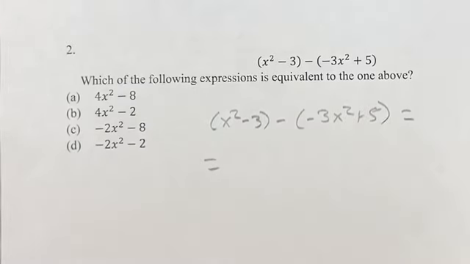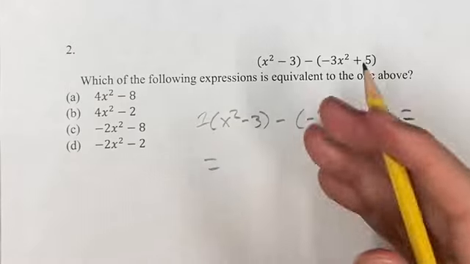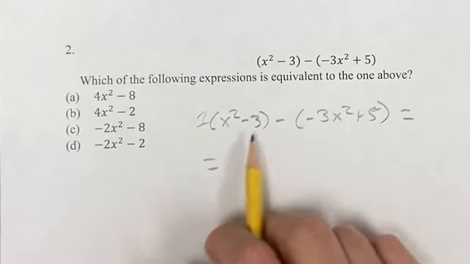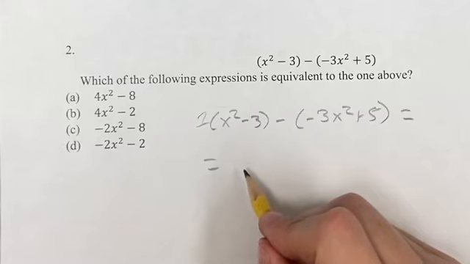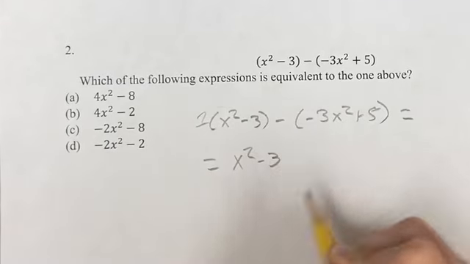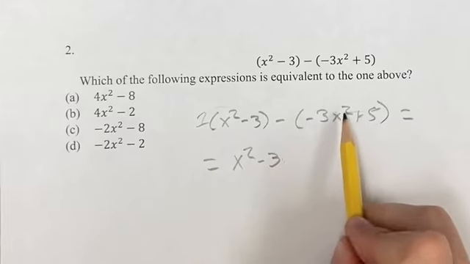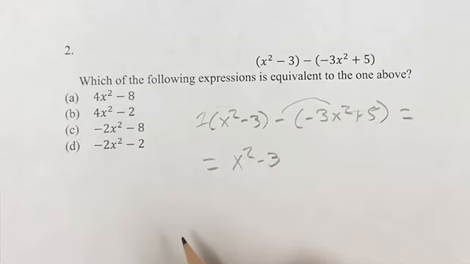So for this first parentheses, there's no coefficient in front of it other than the 1, which isn't written, but doesn't really do anything because 1 times anything is just itself. So for this parentheses, we can just drop the parentheses and write it as it is, so x squared minus 3. For this one, we have minus the other parentheses, so you have to distribute that negative sign.